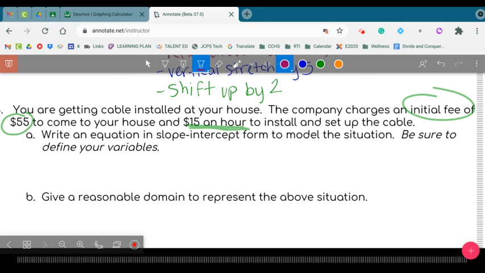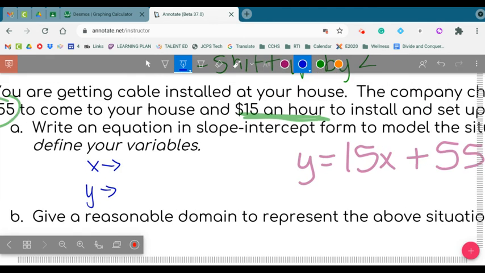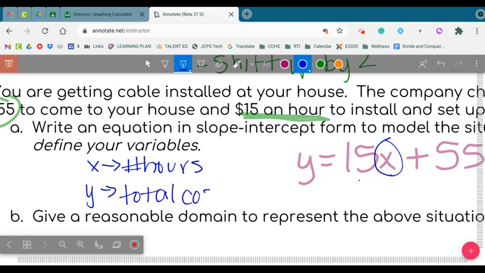So slope-intercept is y equals mx plus b. So we have y equals, the number that's changing is the $15 an hour, so that's going to be our 15x, and then plus the 55 because it's a one-time fee. Then we have to define our variables, x and y. So x is always going to be number of something. So if you have to think, what am I multiplying 15 by each time to figure out the cost? That would be hours. So this would be number of hours. And our y is going to be our total cost.